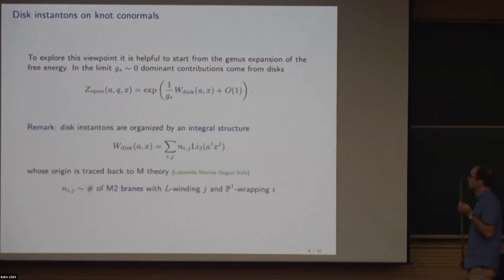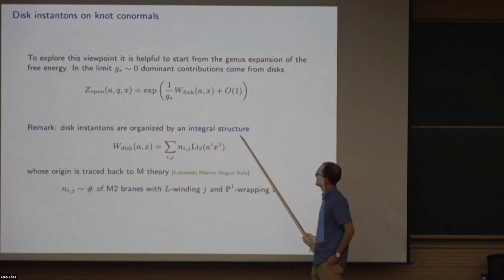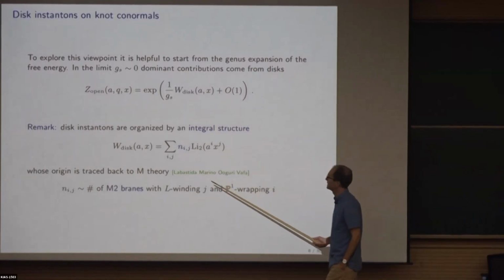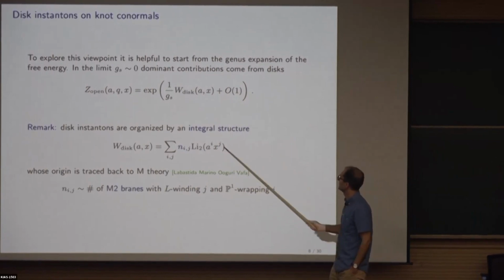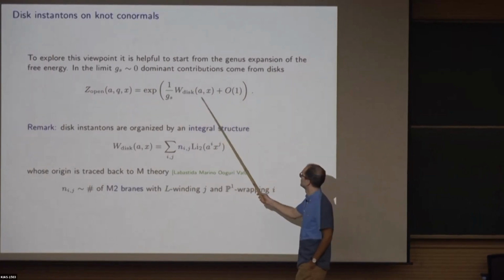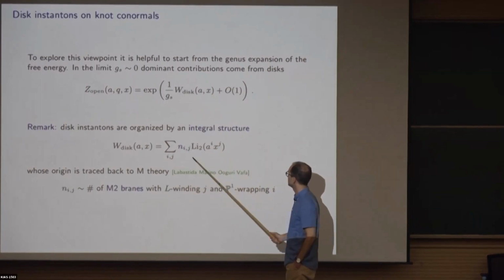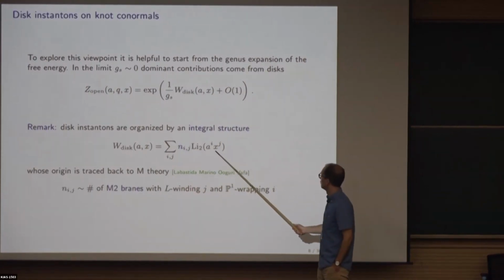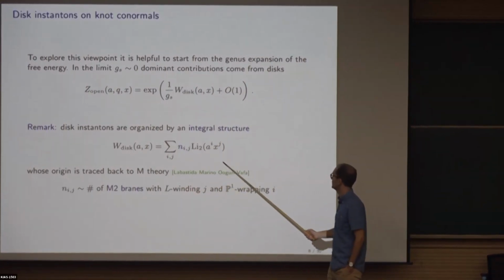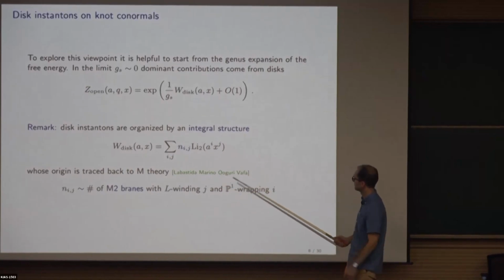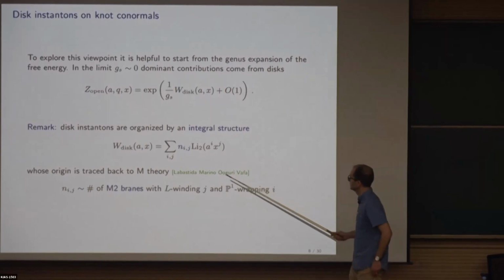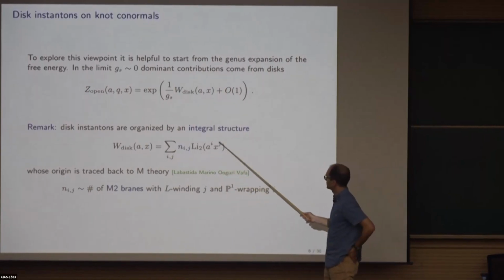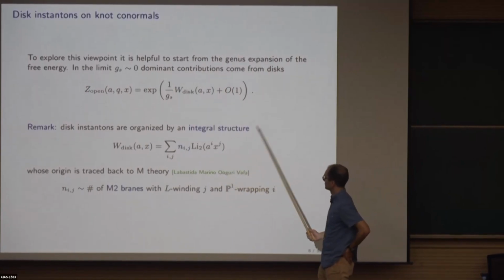A remark about the disk potential is that it is known to be organized by some integral structure. Namely, this potential can be written as a sum over two integers i and j. j is the winding number of the disk boundary, i is the wrapping number over the P1 in the conifold. And then the basic object is a dilogarithm for the multi-coverings of a disk.